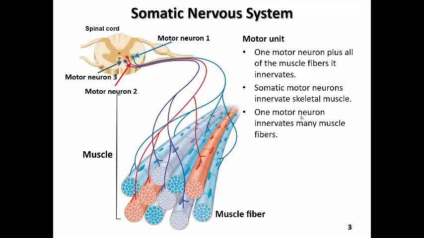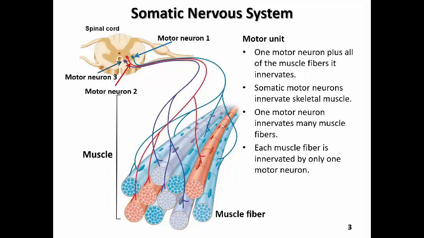So one motor neuron innervates many muscle fibers, but it's important to note that that number does vary considerably. Now, stated a little bit differently here, each muscle fiber is innervated by only one motor neuron.